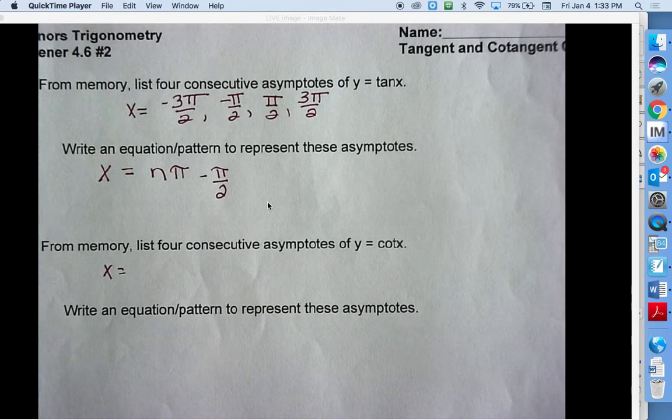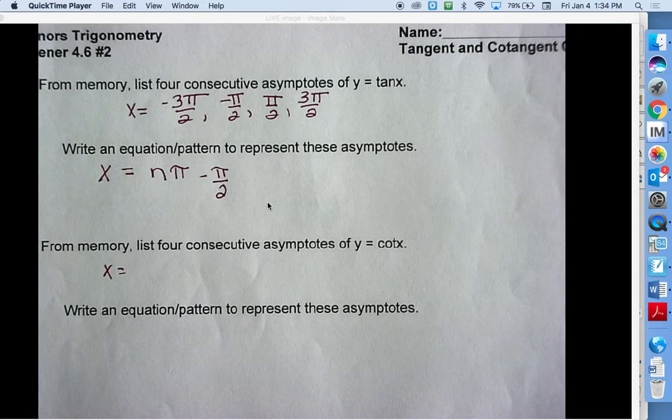pi minus pi over 2 makes pi over 2. So that works. If you plug a 2 in here, 2 pi minus pi over 2 makes 3 pi over 2. If I plug a 0 in here, 0 times pi is gone, and then I'd have negative pi over 2. I could plug in a -1, have negative pi minus pi over 2, which gives us negative 3 pi over 2. So Virginia, is there a way you can explain how you tried to come up with that?